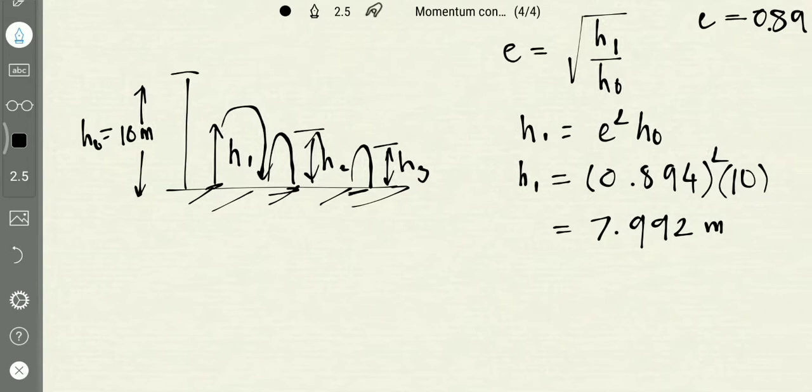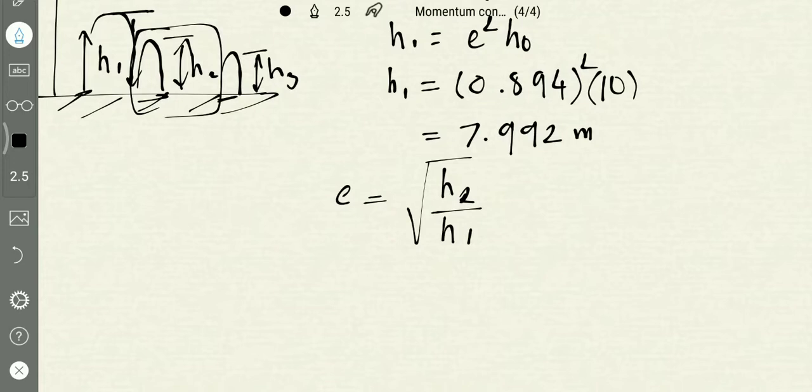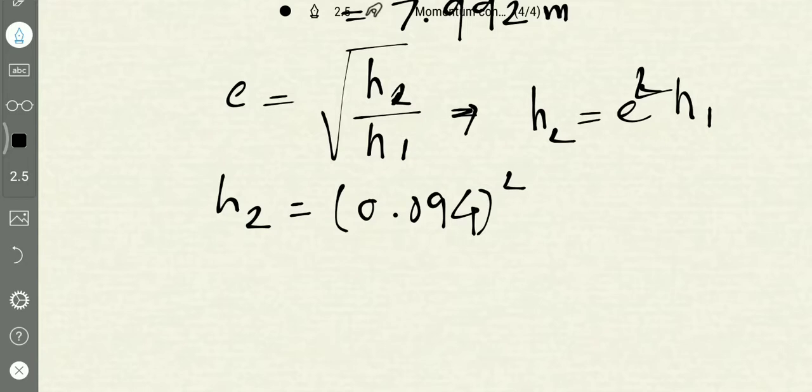And what is the next one? This will become H1. So E is equal to under root, and the next one will be H2 divided by H1, right? For this it will become H2 by H1. We need H2, right? H2 is equal to E square into H1. And H2 is equal to, what is E? 0.894 square into what is H1? 7.992. We get H2 value as 6.388 meters.